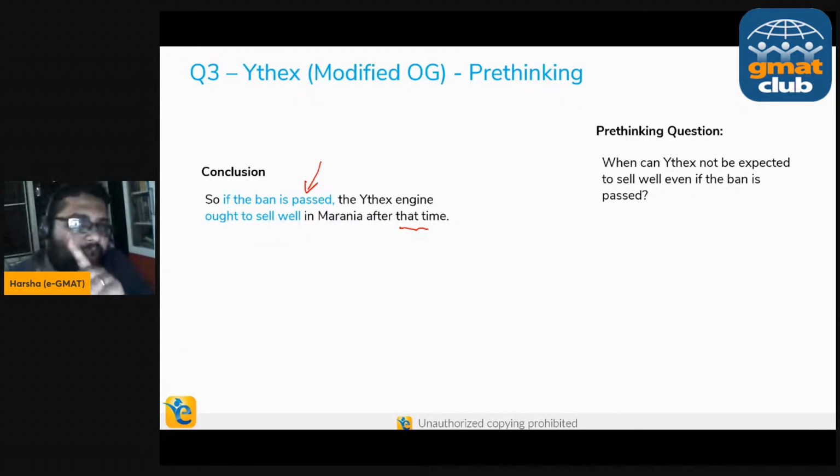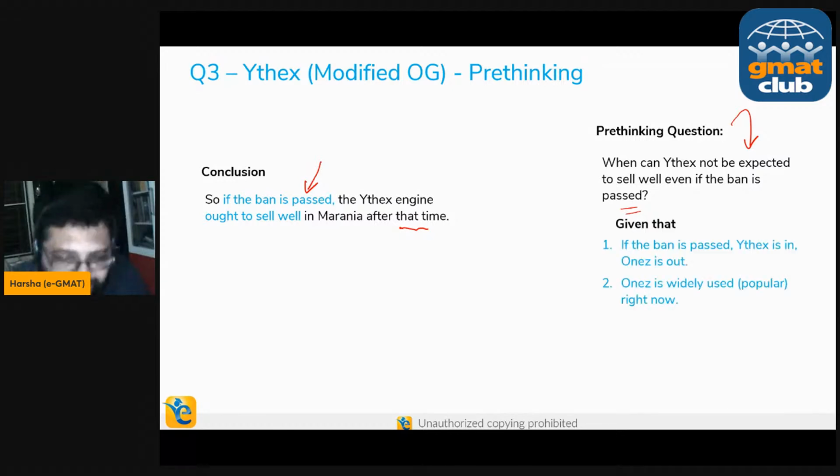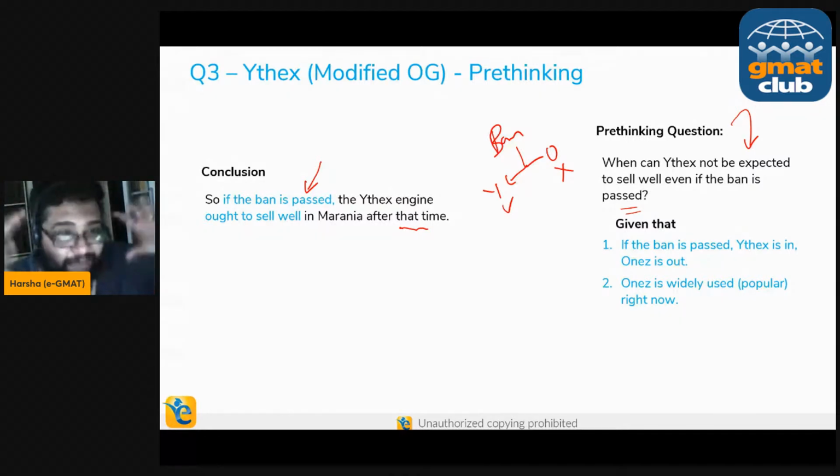So what is my pre-thinking question? Again, keep it very simple. How do you break down your conclusion? Finding the weak point in your argument. That's what it is. So the question here is, when can you not expect Vitex to sell well, even if this ban actually gets passed? Keep in mind, remember the logic that we figured out. If this ban goes through, then Vitex is definitely in, Once is definitely out. And remember, Once is the widely used player. It's at least one of the widely used players in this market.